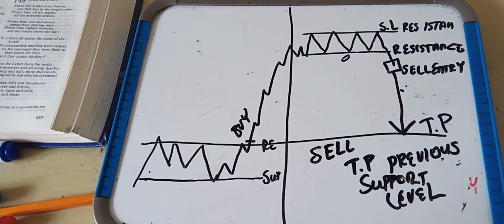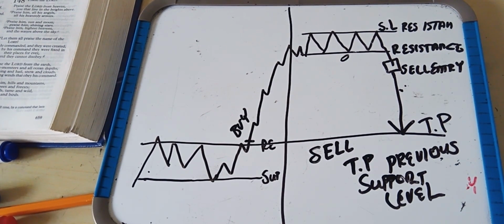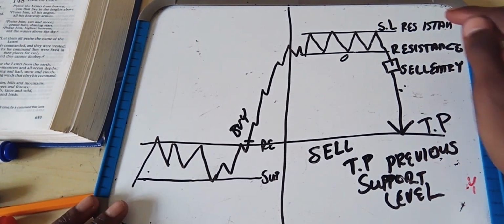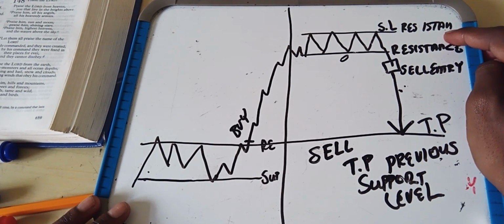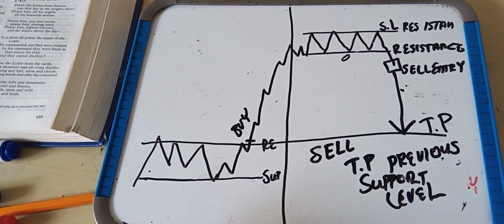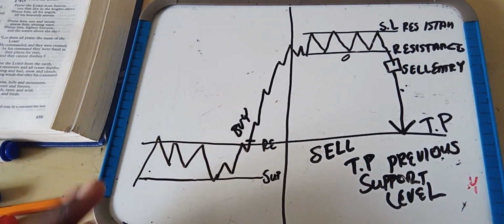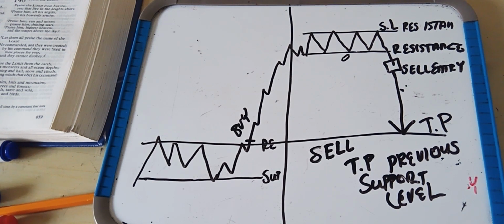Remember, if you sell, your stop loss must be at the previous level, which is the resistance level right there, and your take profit will be at the previous support level. If you buy, your take profit will be at the previous resistance level. As simple as that. If you know where your previous resistance and support levels were, it will be easy for you to identify your take profit the following day.